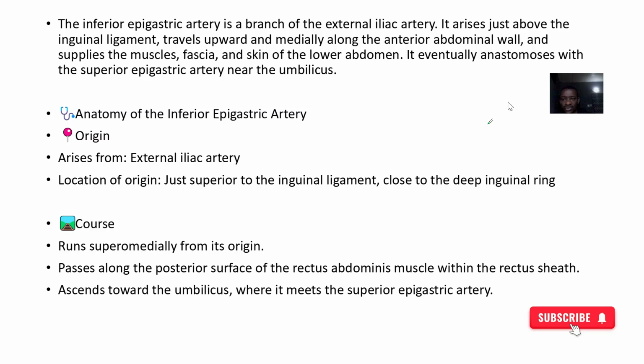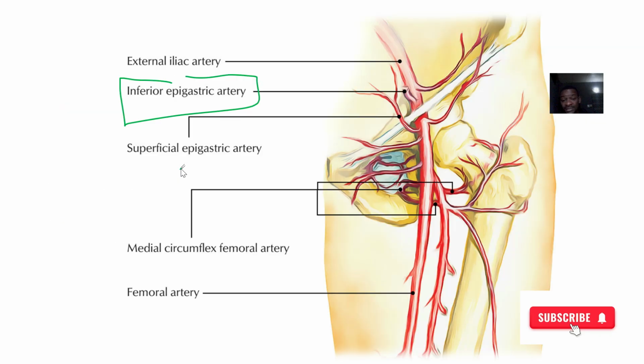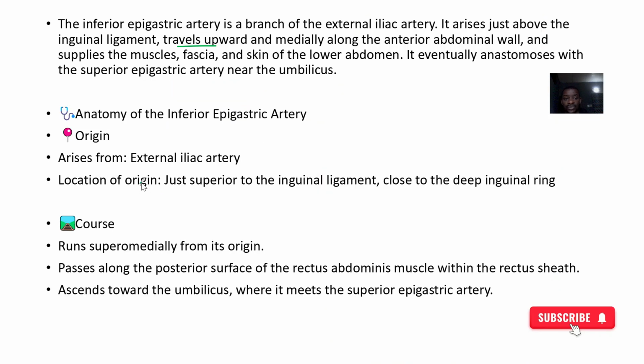All right, so we said that it arises just above the inguinal ligament, travels upward and medially along the anterior abdominal wall, and it supplies muscles and fascia and skin of the lower abdomen. Okay, so origin is from the external iliac, just like we said. Location is superior to the inguinal ligament.